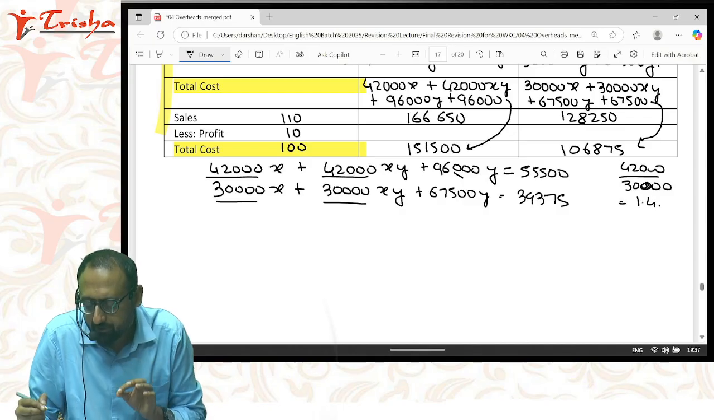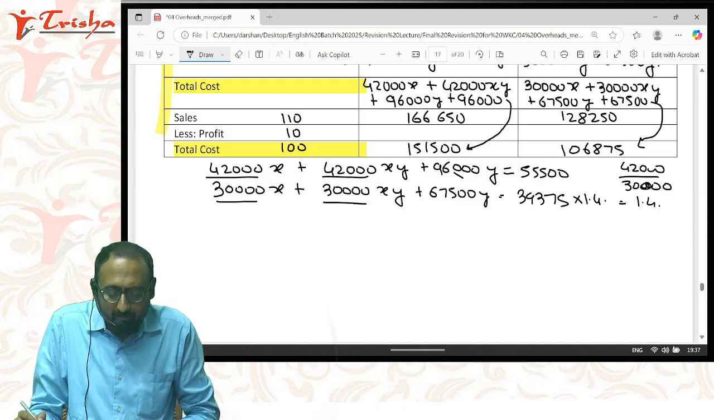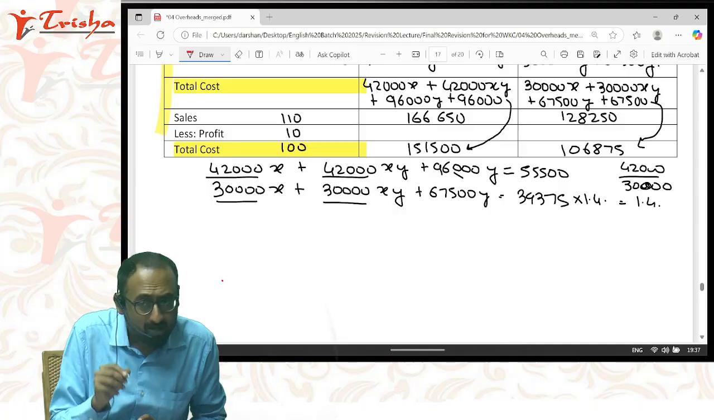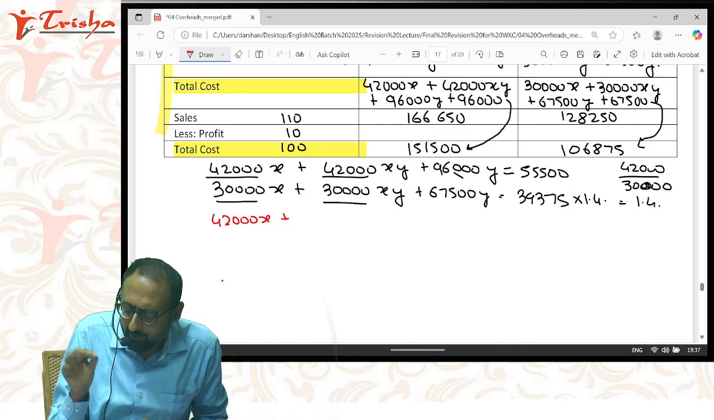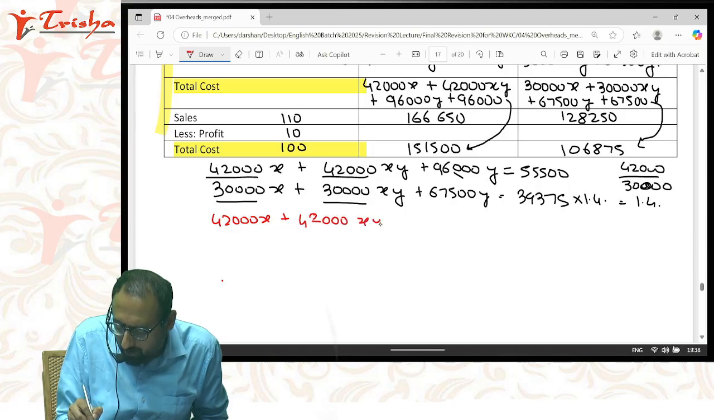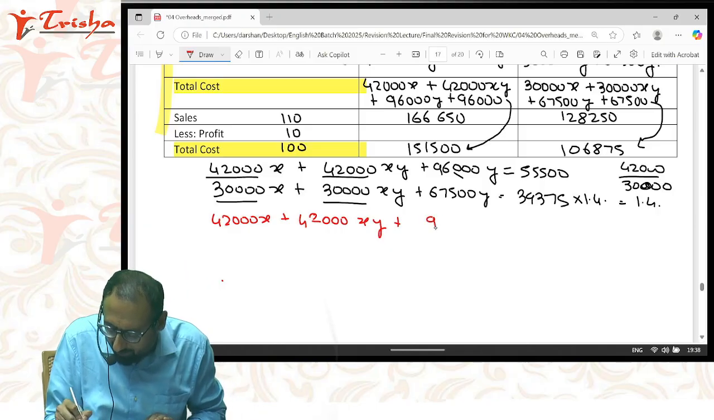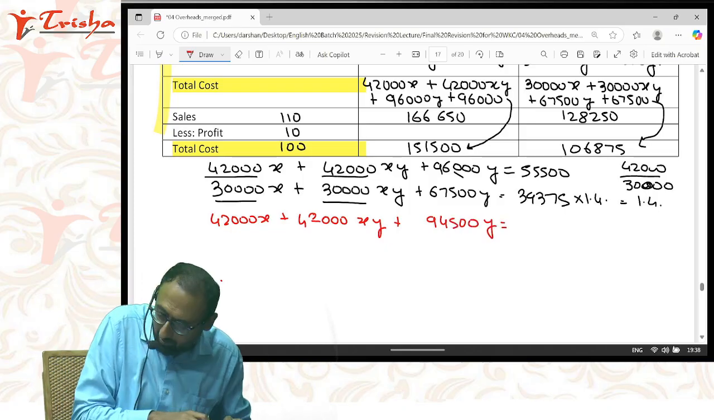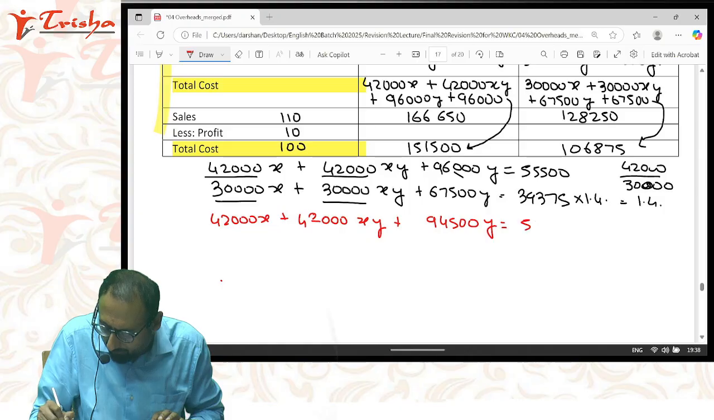Right? So I will multiply the second equation by 1.4. Kindly tell me what will be my second equation. 30,000 into 1.4, is it 42,000 x? 30,000 xy into 1.4, is it 42,000 xy? 67,500 into 1.4, is it 94,500? y is equal to 39,375 multiplied by 1.4, sir, is 55,125?